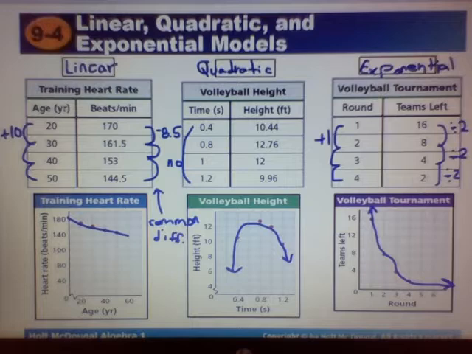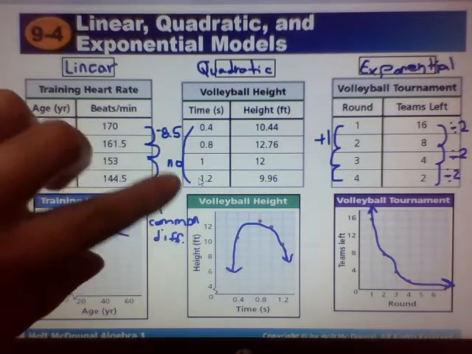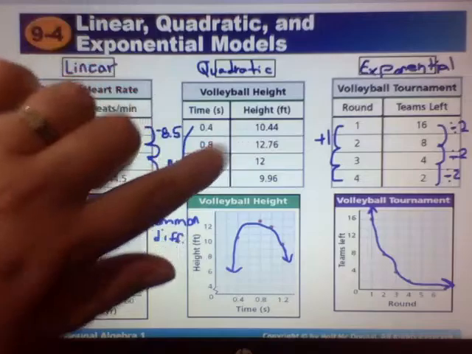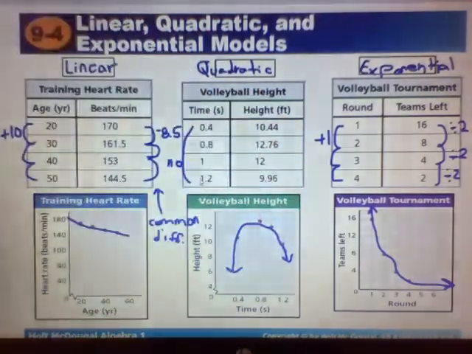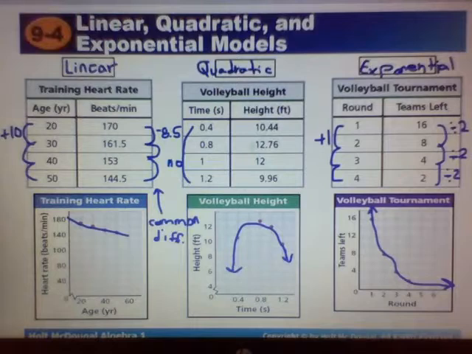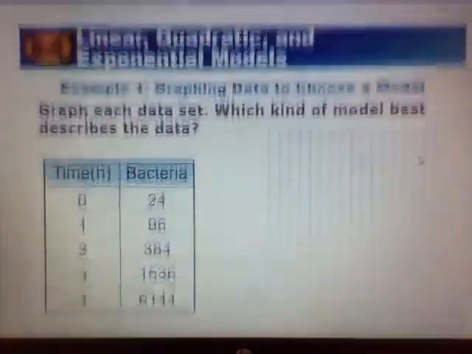So the main ideas are linear has a common difference, and of course it makes a line. Quadratic, if we looked at the table a little bit better, we would in fact see a common second difference. We'll point that out in a little bit. And then of course the U shape. And then your exponential has, of course, your common difference in the x's, but in the y's has something that's multiplying or dividing.